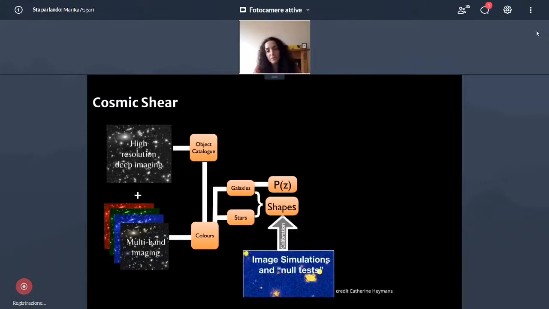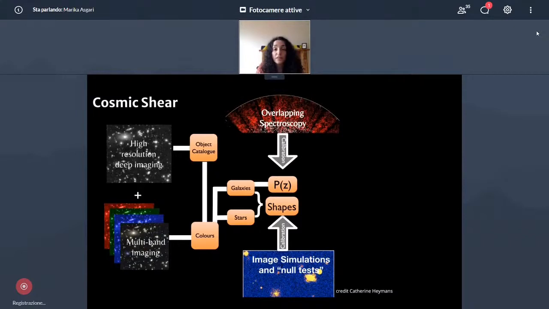But these shapes that we measure are not perfect due to noise in the data or blending of images and galaxies. To calibrate our measurements, we use realistic image simulations that have all the effects in the actual images, and then use that to calibrate our measurements.